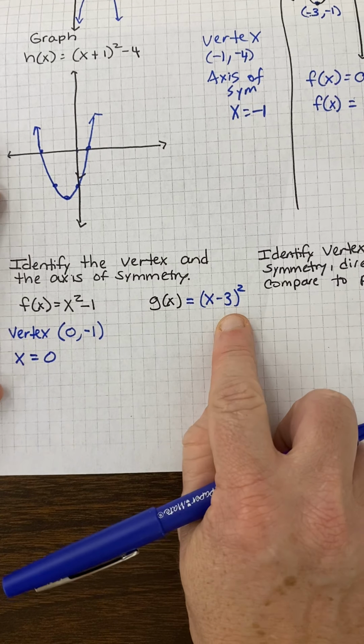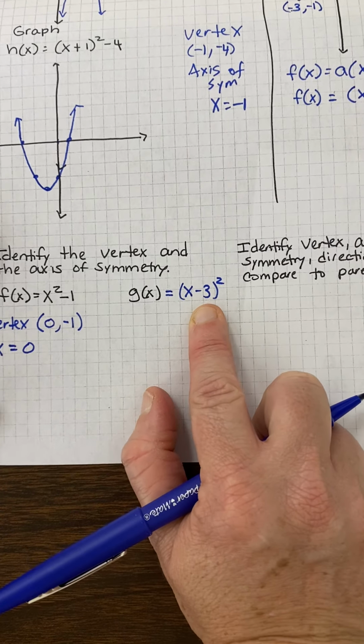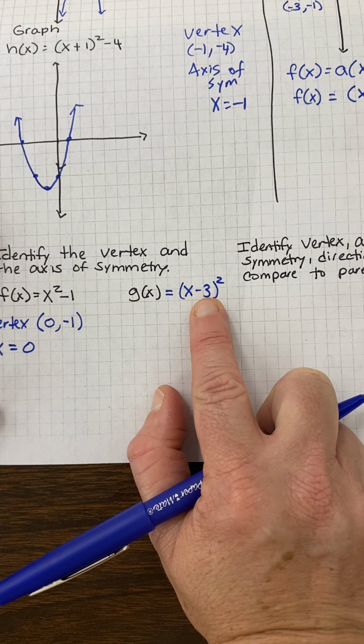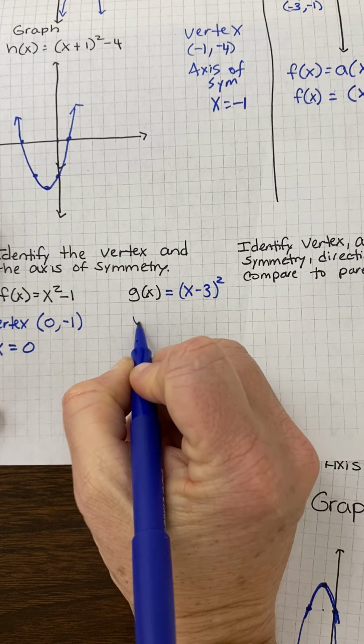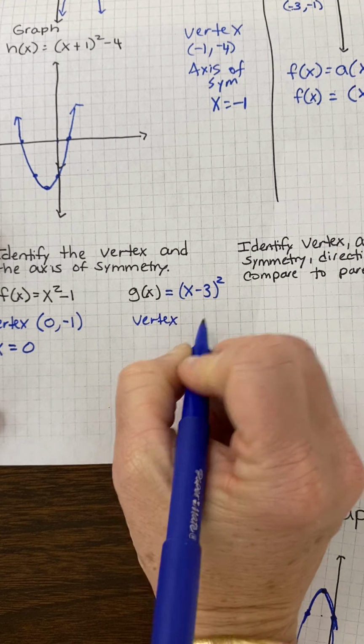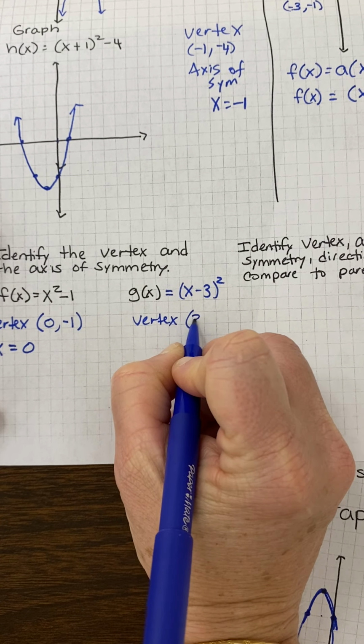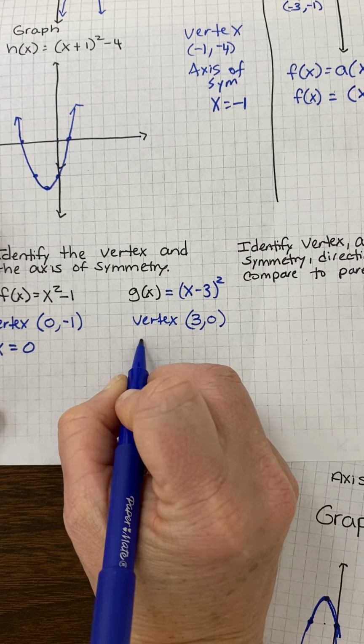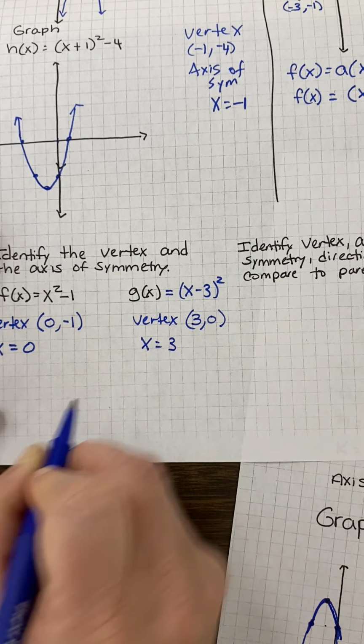All right, let's look at this one. What's happening here? Once again, not a whole lot going on, but it looks like it's being shifted right 3. So my vertex, this time I'm going right or left, and I don't have anything on the end. So my axis of symmetry is x equals 3.